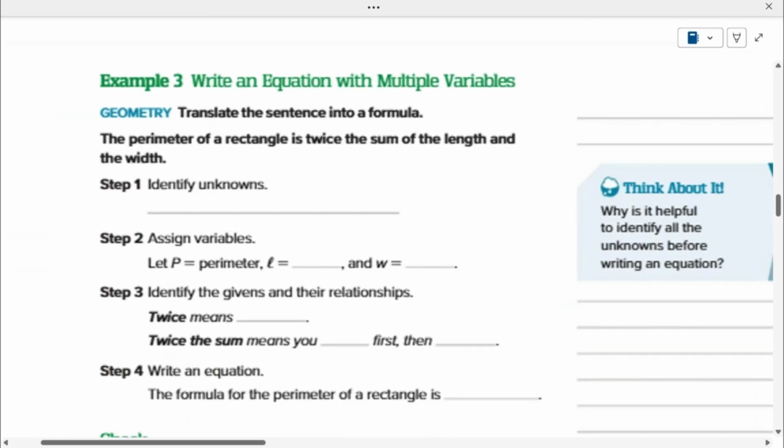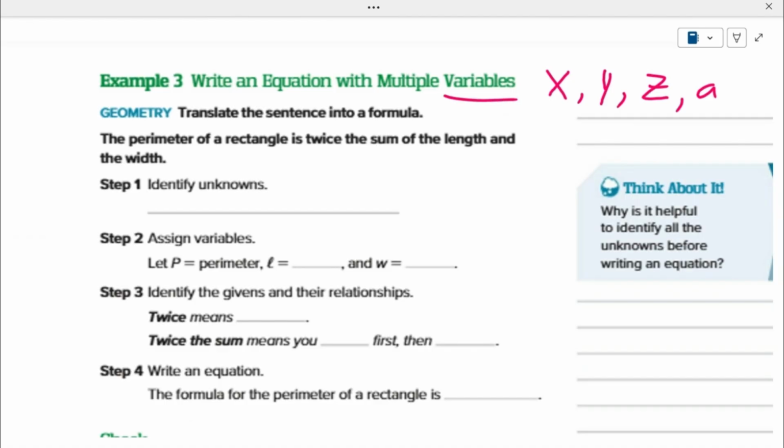This time we're asked to write an equation with multiple variables. Now, in case you're not familiar, variables represent the things we don't know. So there's going to be measurements, numbers, values, things that we don't know in algebra. That's really what algebra is all about. We use letters to represent things we don't know. The most common letter is X. We can also use Y, we can use Z, we can use A. We can use any letter as a variable to represent something we don't know.